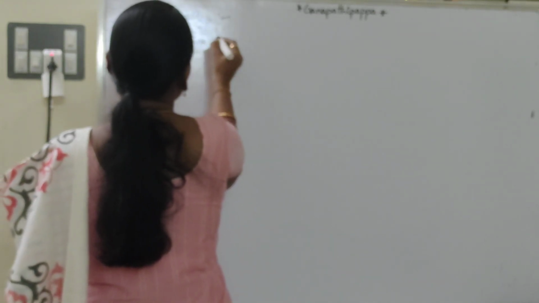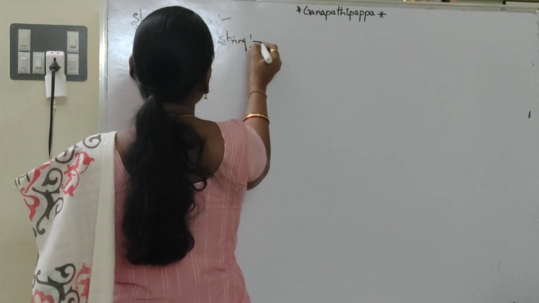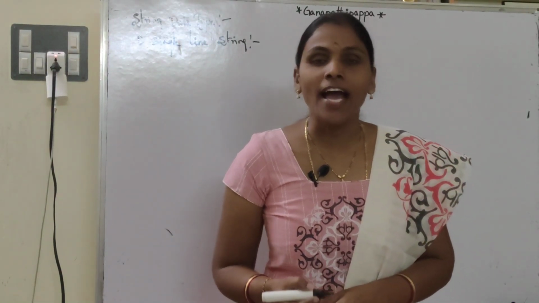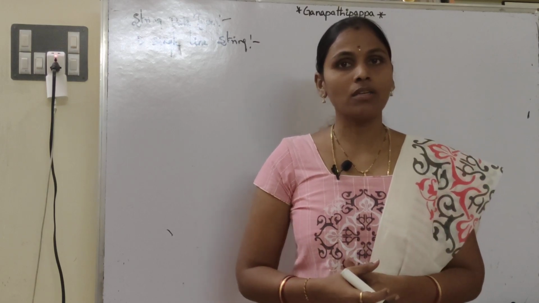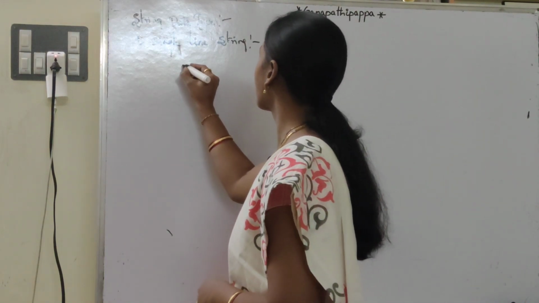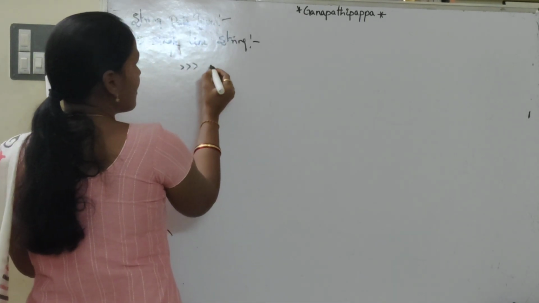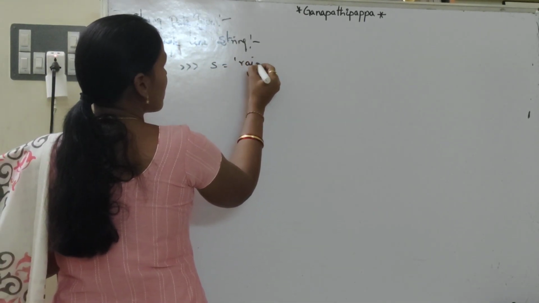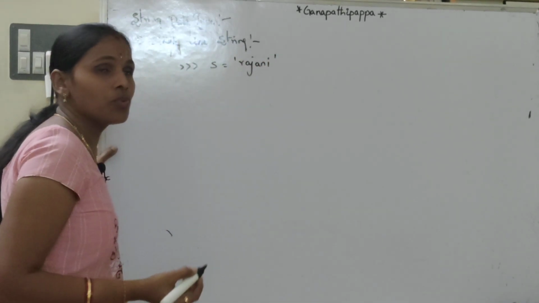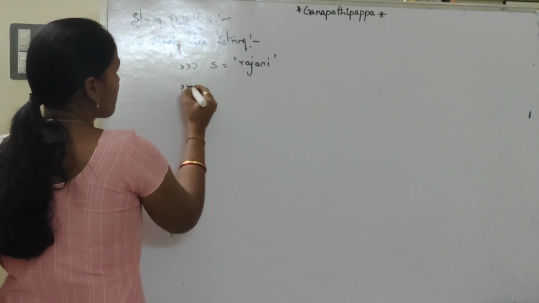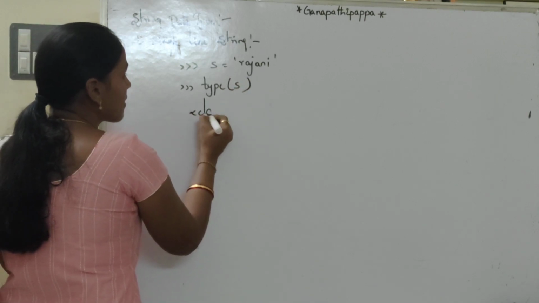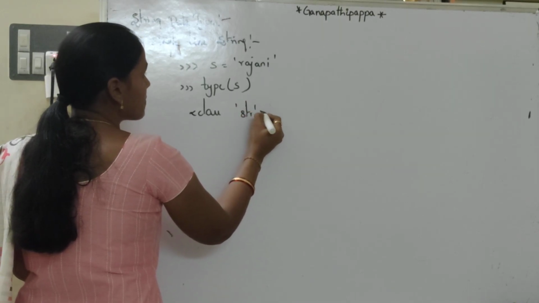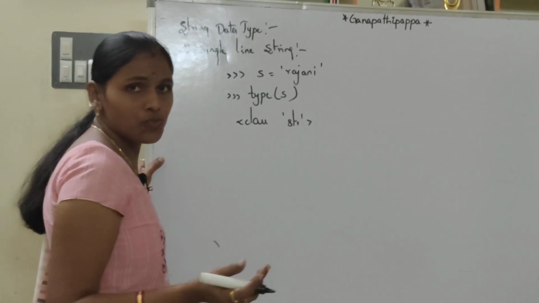Single line string. What is single line string? Any sequence of characters enclosed within a single quote or double quotes is called single line string. For example, s is equal to Rajini. This one is a single quote. First we will check the type by using type function. Type of s, it returns class str.